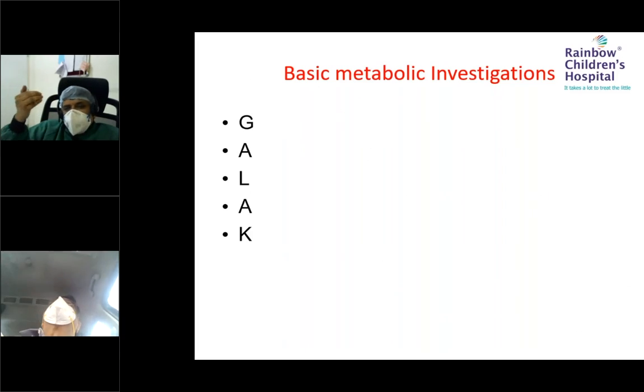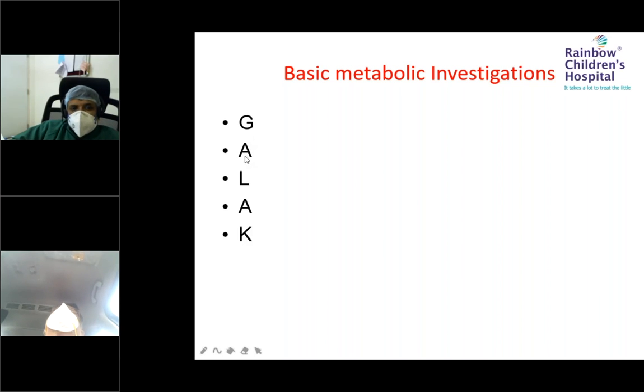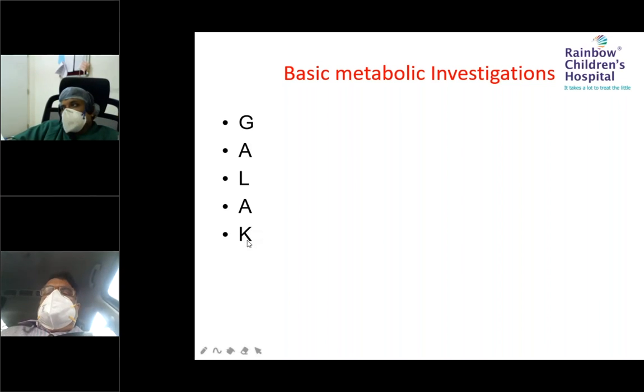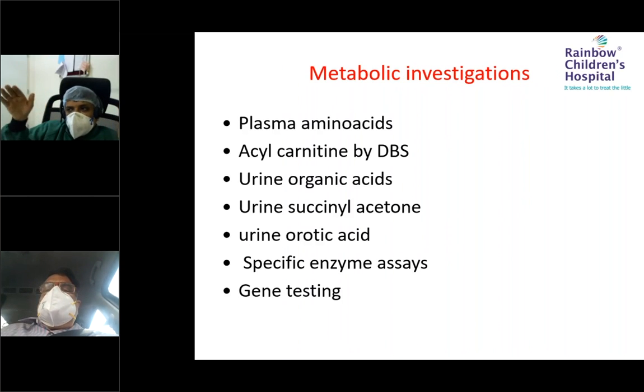And when we come to the basic metabolic investigations, it is always the GALAC approach, where G stands for glucose, A stands for ammonia, L stands for lactate, A stands for the acidosis or the ABG pH, and K stands for ketones in the urine. So the GALAC approach helps us to narrow down the differential diagnosis to a greater extent.